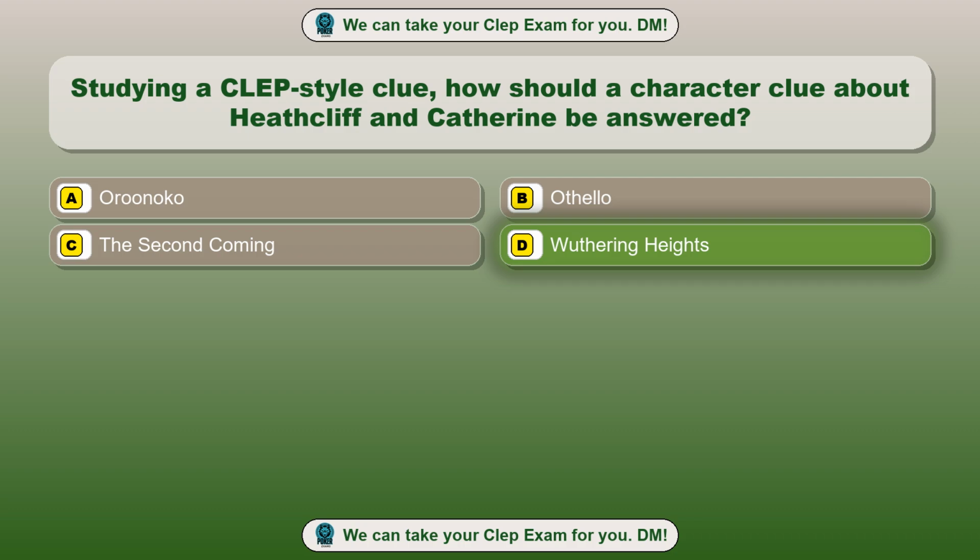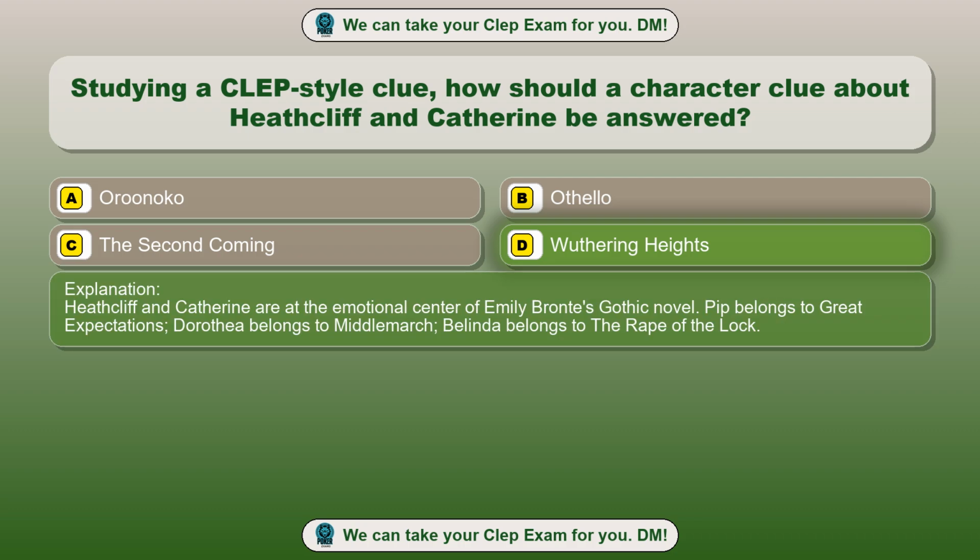Wuthering Heights. Heathcliff and Catherine are at the emotional center of Emily Brontë's Gothic novel. Pip belongs to Great Expectations. Dorothea belongs to Middlemarch. Belinda belongs to The Rape of the Lock.